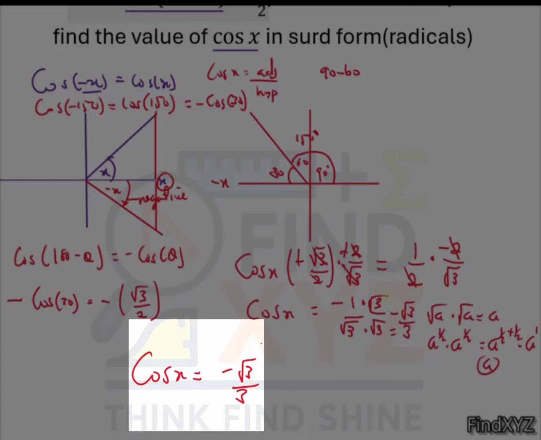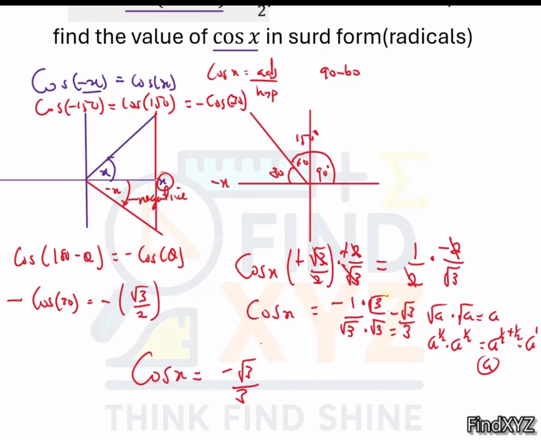There are other ways that you can do this. You can even use the compound angle identity, but since my focus for solving this question is for my core mathematics students, that is why I used this route. If you have any other way of solving this, kindly let me know in the comment section.